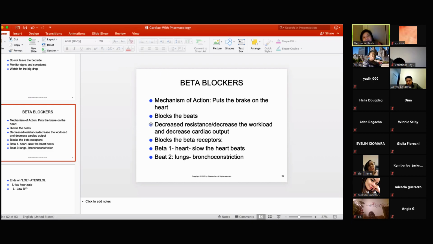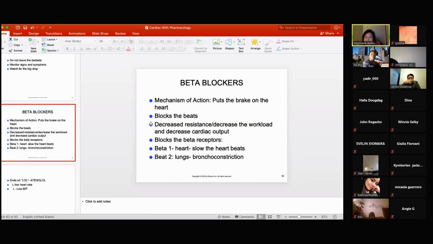However, because the beta blockers are non-selective, it doesn't say beta blocker, you just block beta 1. The bad thing about beta blockers is that beta receptor 2 is in the lungs.